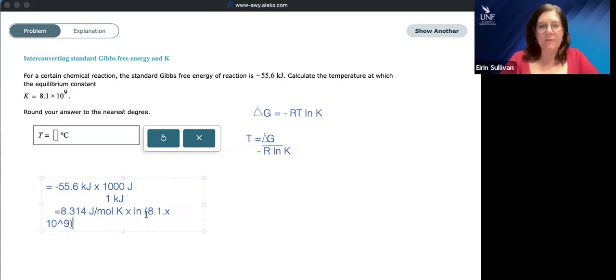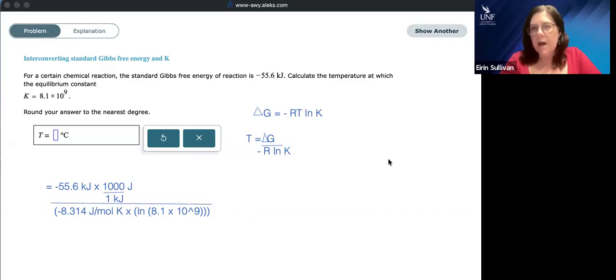Now, you're probably going to have to be pretty careful with how you put this in your calculator, not going to lie. This is probably going to need parentheses. All of this is going to need parentheses. So you probably need parentheses around this, this.